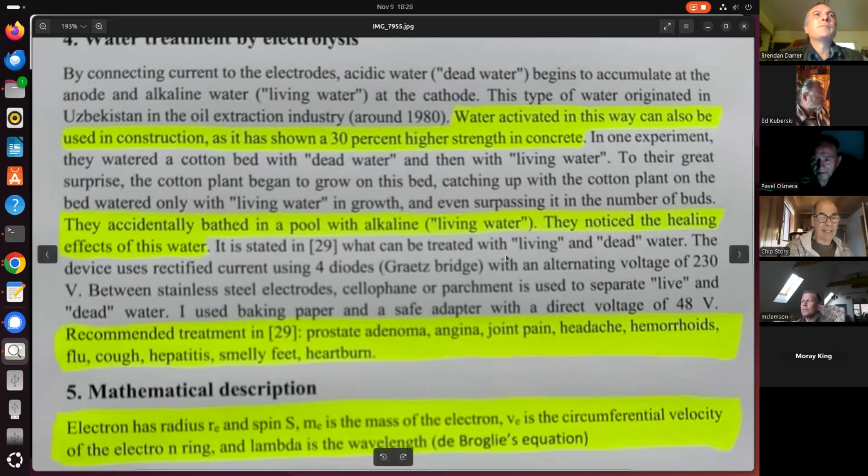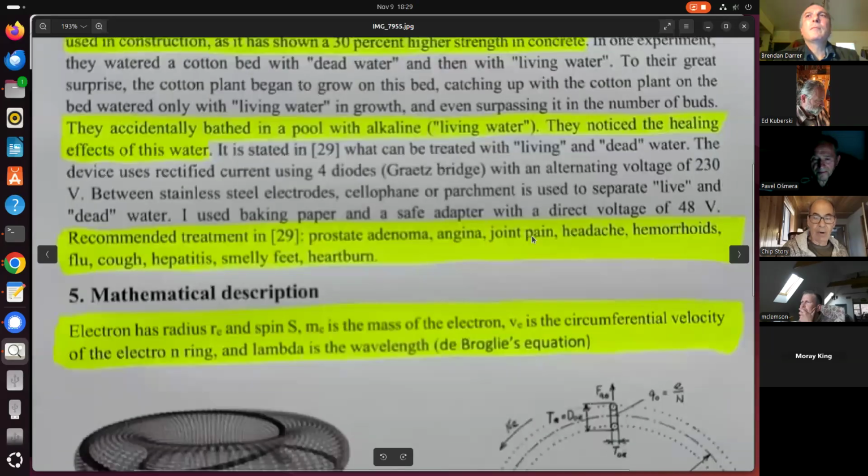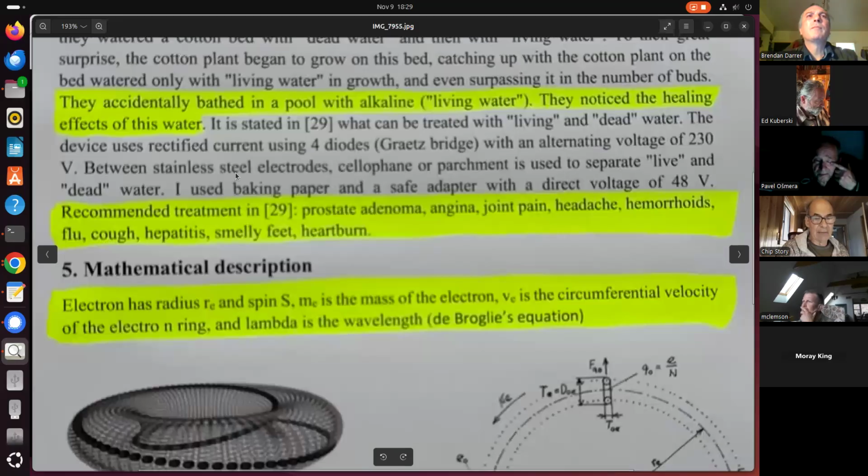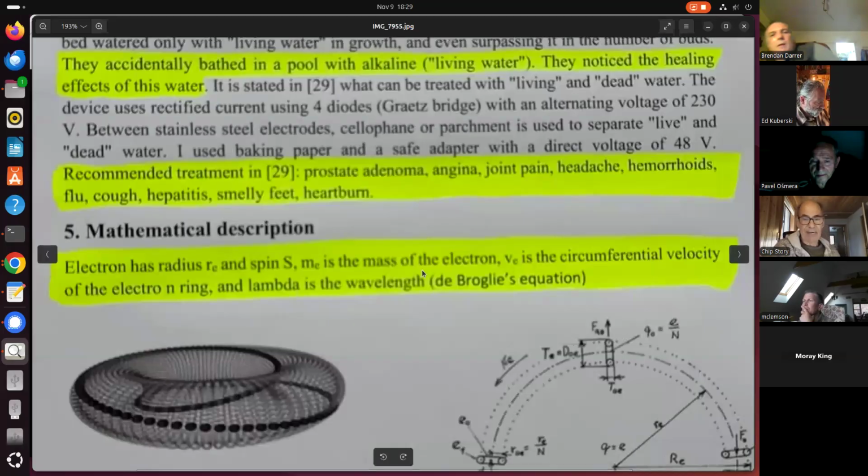Right, they accidentally bathed in a pool with alkaline living water. They noticed the healing effects of this water. It is stated in reference 29 what can be treated with living and dead water. The device uses rectified current using 4 diodes, Graetz bridge, with an alternating voltage of 230 volts. Between stainless steel electrodes, cellophane or parchment is used to separate live and dead water. I used baking paper and a safe adapter with a direct voltage of 48 volts.